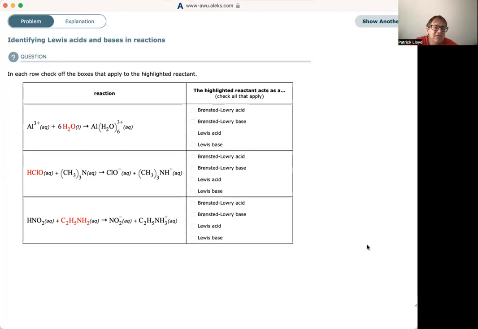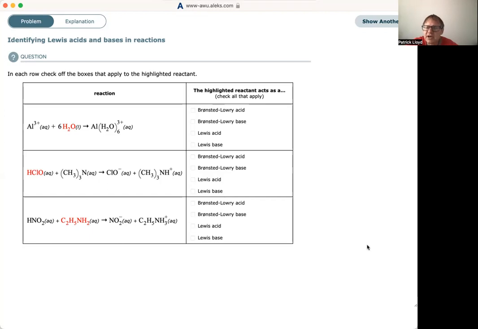Now, if you look at what has happened, it appears as though the HClO, hypochlorous acid, has donated an H plus to the trimethylamine. See how on the product side it's NH plus? That means you have an extra H plus. It took an H plus from the HClO. So that's Bronsted-Lowry acid-base chemistry.